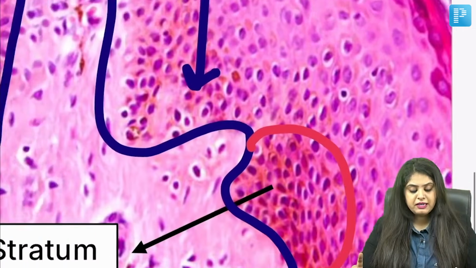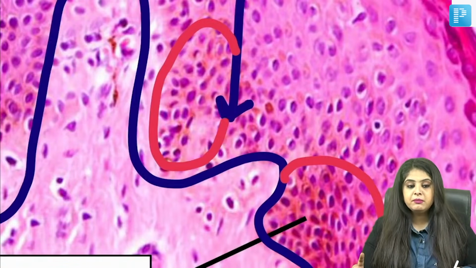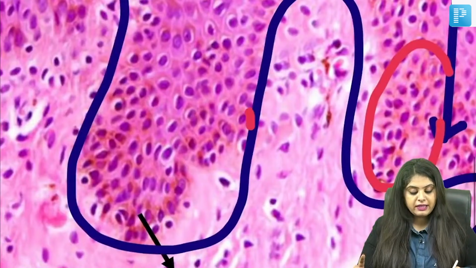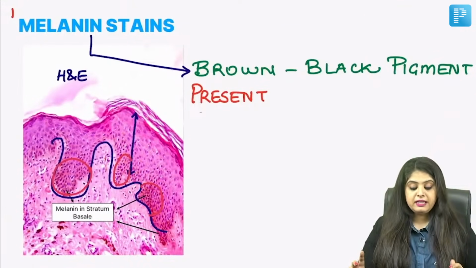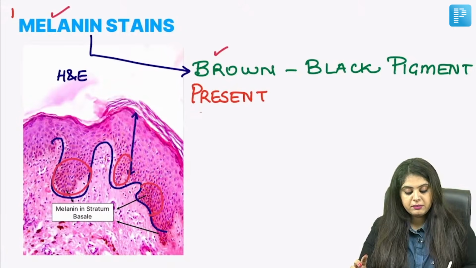They are looking different. Let's roam around. Yes, we can see some brown pigment more over here. Let's roam around. I can see a lot of brown pigment over here. So all this brown pigment will tell me that, oh, this is the melanin. It is a brown black pigment.